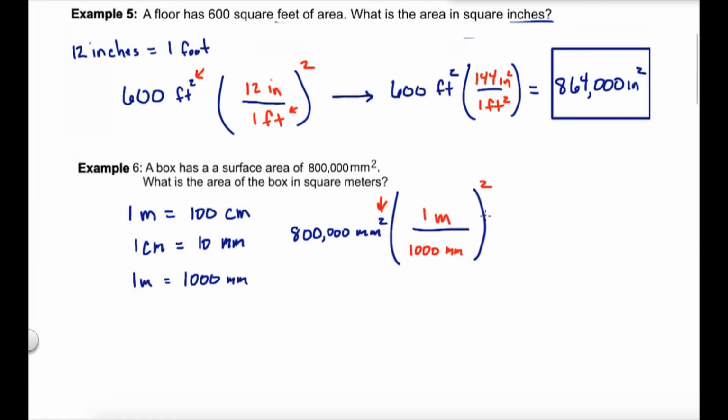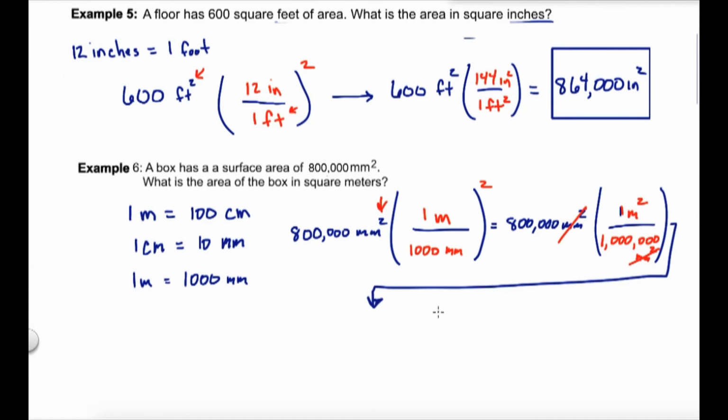But we need the millimeters squared to cancel. So we have to take this unit conversion here and square it. So we end up getting 800,000 millimeters squared times 1 meter squared over, now what's 1,000 squared? Well, it's 1,000,000 millimeters squared. The millimeters squared units cancel. And when I divide 800,000 by 1,000,000, I get 0.8 meters squared.